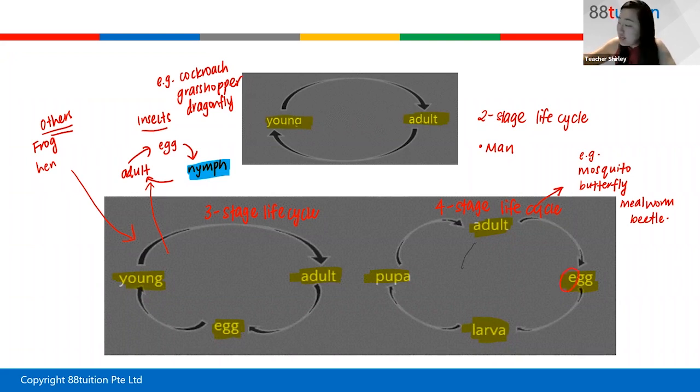So A, B, C, D, E, F, G, H, I, J, K, L, M, N, O, P. Right? So it starts with A. So it goes in alphabetical order in a circle. There is no start to which stage starts first because it's a cycle. There's no starting point, there's no ending point. Basically, it's a cycle. Okay, so A first, then E, then L, then P. So this is your 4-stage life cycle and its examples.